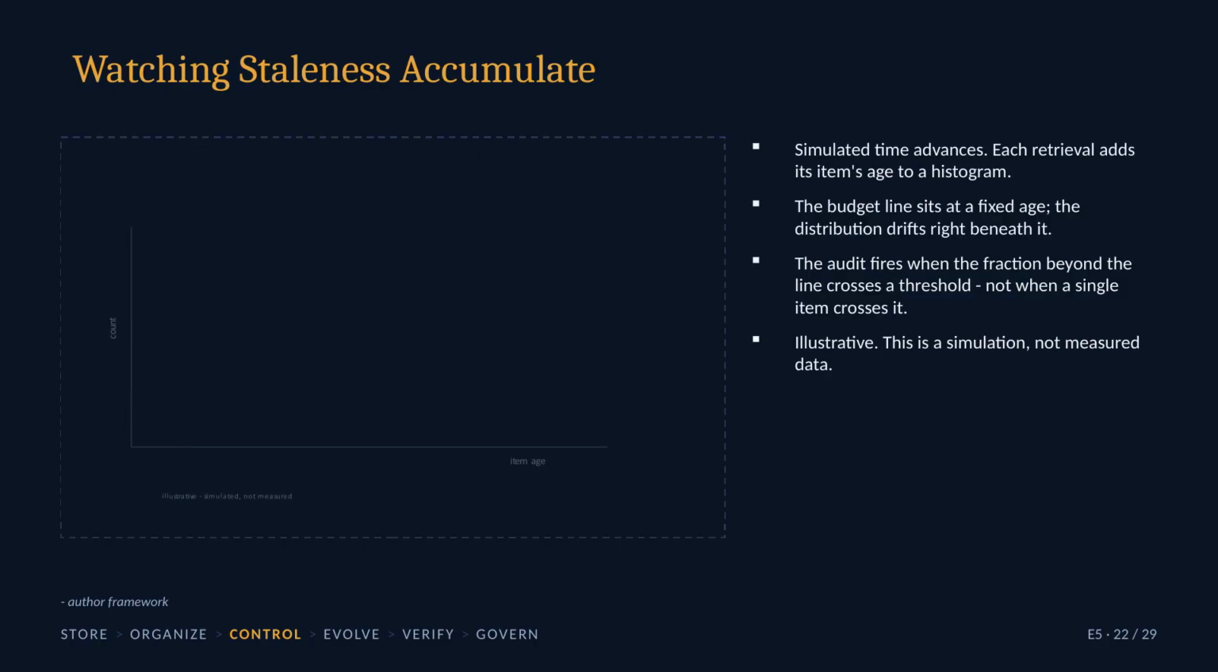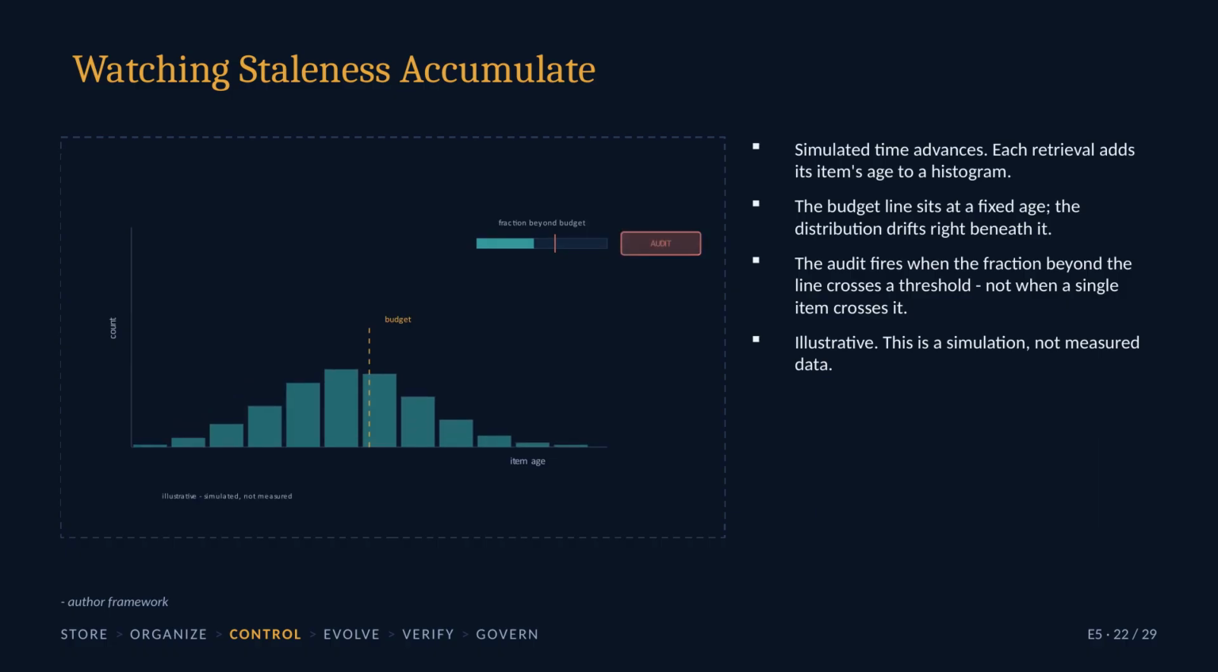And here is what that looks like over time. Simulated time advances, and each retrieval adds the age of the item it served to a histogram. The budget line sits at a fixed age and does not move, the distribution drifts rightwards underneath it. The audit fires when the fraction of mass beyond the line crosses a threshold, not when a single item crosses it, because one stale item is a fact of life and a shifting distribution is a system problem.